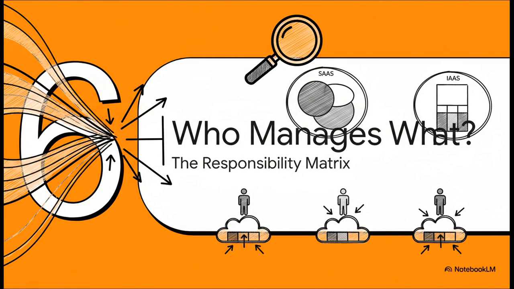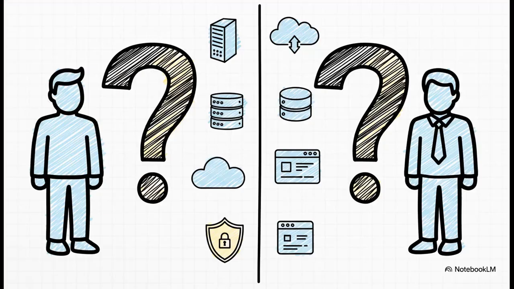So we've walked through the three main models, but I know the lines can still feel a little fuzzy. So let's make this super clear with a handy little chart that shows exactly who is responsible for what. Honestly, this is the single most important question you can ask when you're thinking about cloud services. The answer to this question defines your cost, your level of control, and how fast you can get things done.